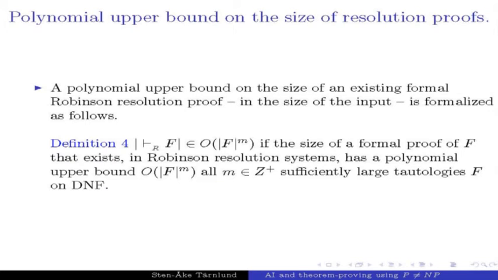Then I will introduce another notation. R stands for Robinson resolution. And this proof that exists of F, we measure its size. And the size is polynomial. This is a convenient way of saying that the size of this proof is polynomial in the size of F. Okay.